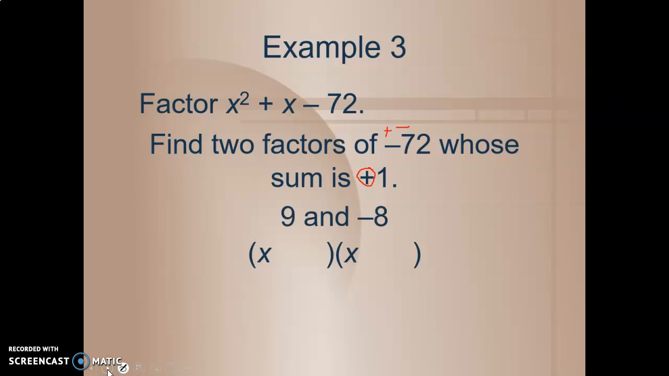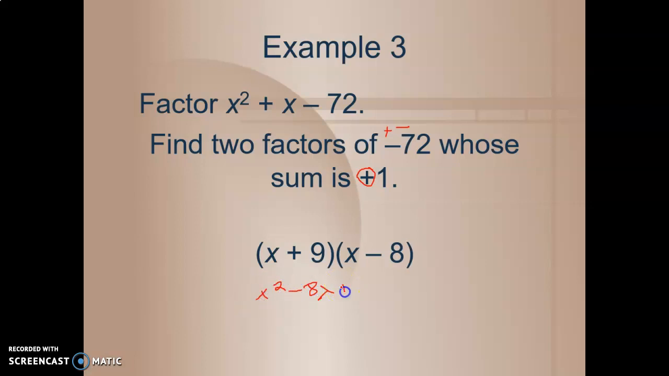Hopefully you thought of positive 9 and negative 8. We'll make those the last terms in our two binomials, and so this factored is x plus 9 times x minus 8. If we were to FOIL that back out, we would get x squared minus 8x plus 9x minus 72. And when we combine like terms, we get x squared plus x minus 72, which is exactly what we started with. So we did factor it correctly.